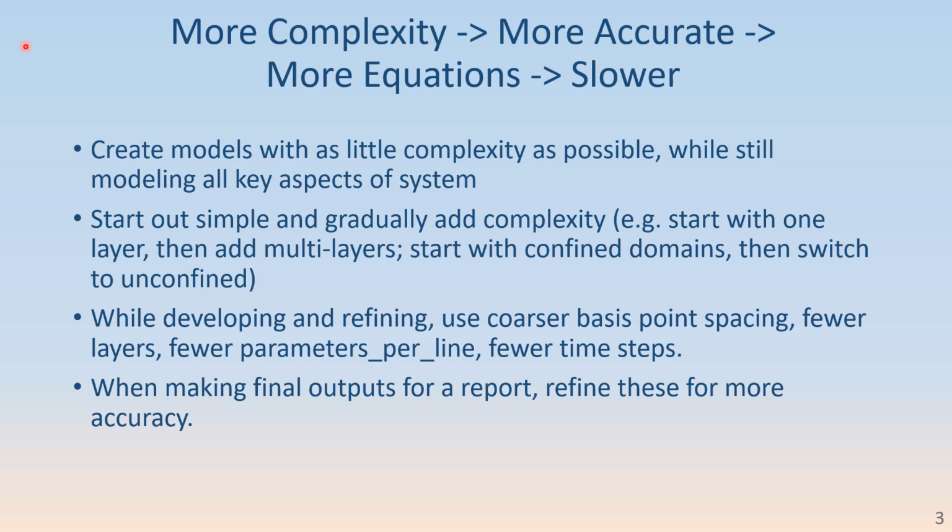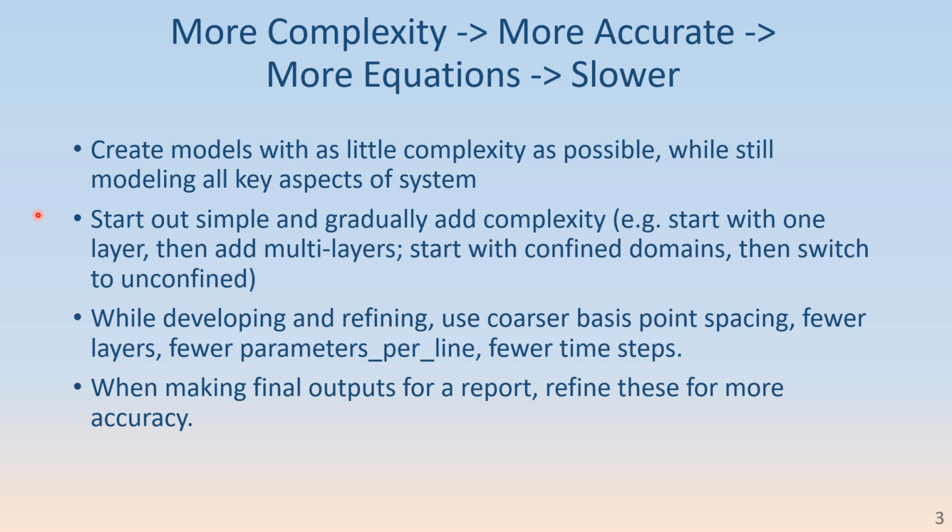So I like to create models with as little complexity as possible, but I do want enough complexity so that I'm not overlooking some key aspect of the system. Like often a two-dimensional model, a single layer model, isn't good enough. You really need to go to multi-layers, or maybe a steady state model doesn't really address the issue at hand. You need a transient model, and so on.